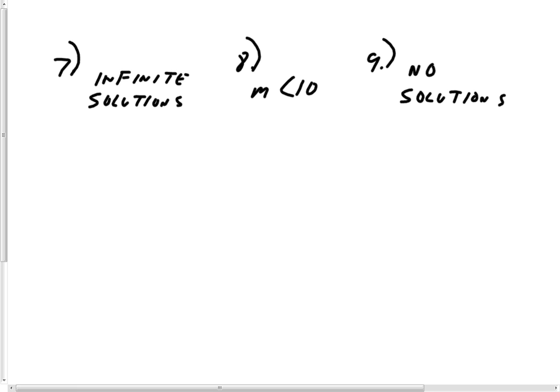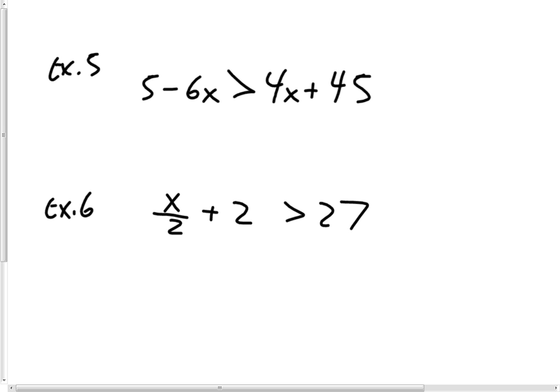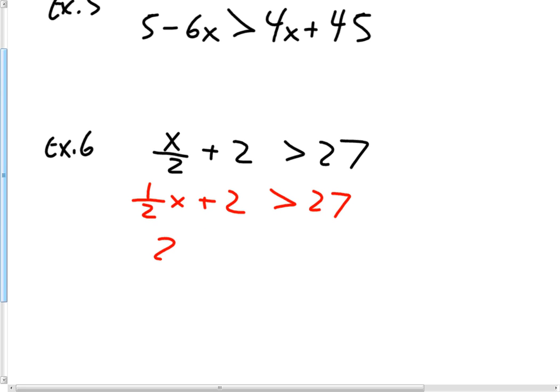Take a look at the last page. This is what your inequalities should have looked like. 5 minus 6 times a number is more than 4 times a number plus 45. Your example 6 might look different than mine. You might have 1/2 x plus 2 greater than 27. You might have 2 plus 1/2 x greater than 27. All of those are right.